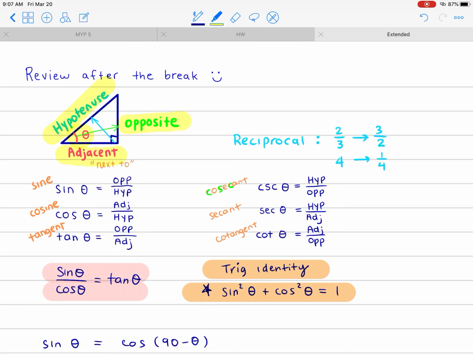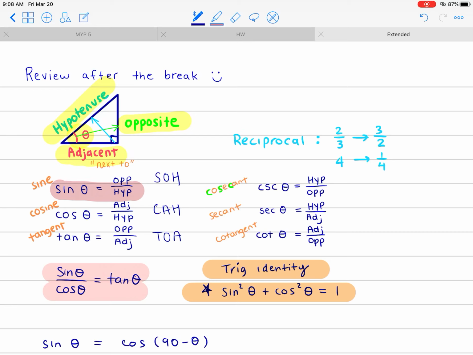So given these three sides, we can come up with 6 trig ratios. Sine of an angle is equal to opposite over hypotenuse. We call that SOH. Sine equals opposite over hypotenuse. Cosine of an angle is equal to adjacent over hypotenuse, which we said CAH. Tangent of theta is equal to opposite over adjacent, which we can write as TOA. So SOHCAHTOA stands for the 3 trig ratios.